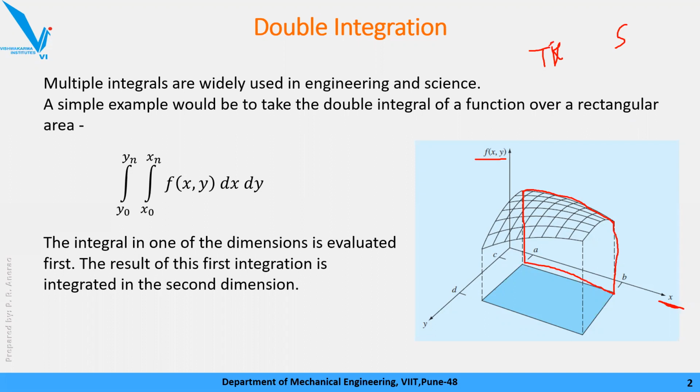Assume that we are using the trapezoidal rule. Now to apply this trapezoidal rule, we need to cut that area into a number of strips, and we calculate the area under this curve. Assume that we have calculated it.